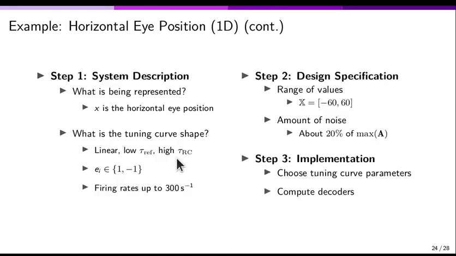And just from looking at the task, you can say, okay, what's being represented? Well, the position of the eye. Is the eye to the left, is it to the right? What's the horizontal position of the eye? So when we go ahead and build a model of these things, these are the first 2 steps we do. We say, all right, what's being represented? Position of the eye. What do we know about the biological details? In particular, what do we know about the tuning curve shape? This is thinking at the high level about what's being represented, and this is at the low level, the details of our tuning curves.